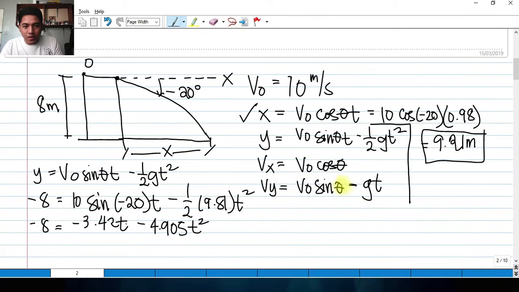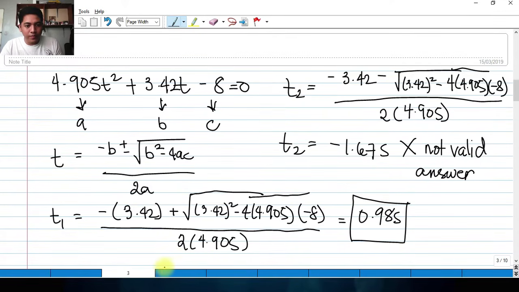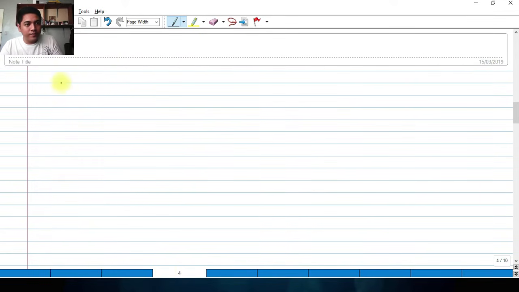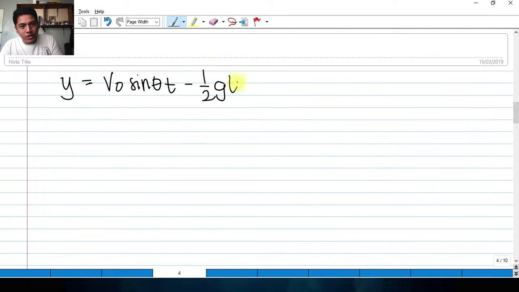Okay, so we also have an unknown here. We don't know the velocity along y. So definitely we're going to use the second equation, which is y equals v naught sine theta t minus 1 half g t squared. Pretty much the same as what we did a while ago. V naught sine theta t minus 1 half g t squared.